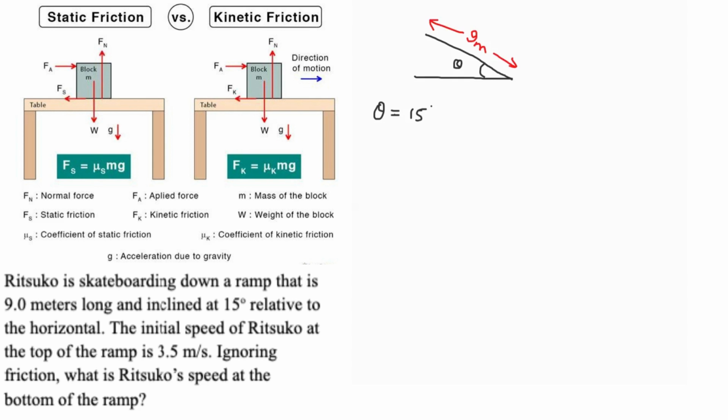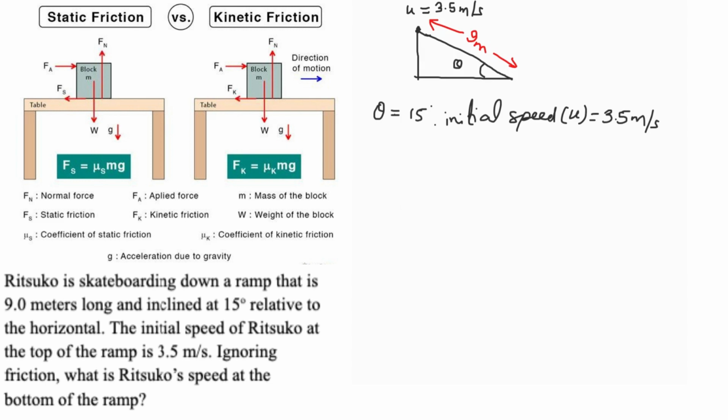Another thing given was the initial speed of Ritsuko at the top of the ramp. At this top, its velocity, let me write it as u, was 3.5 meters per second. That means we can say its initial speed, u, is 3.5 meters per second while Ritsuko was at the top of the ramp.